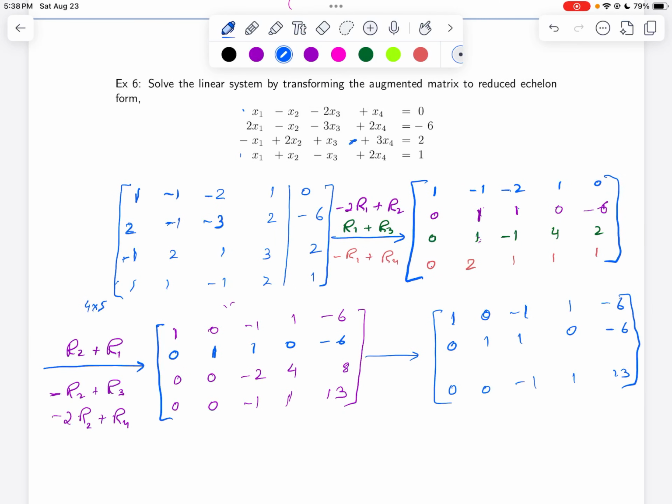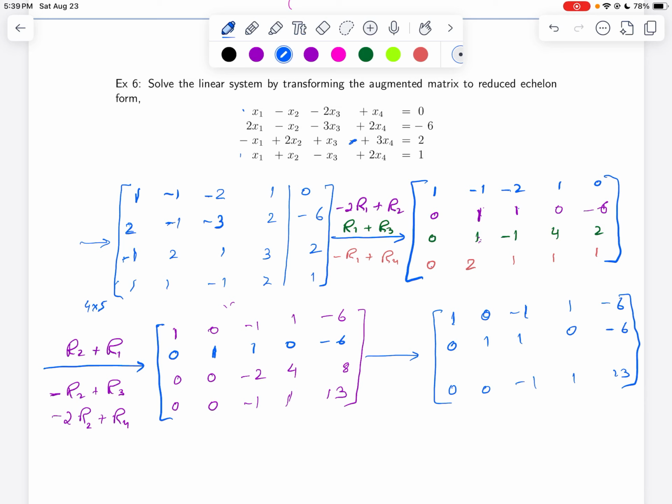Hello everyone. So there's one more example that I wanted to show you. This is asking us to solve the linear system by transforming the augmented matrix to reduced echelon form. So the augmented matrix I wrote here as we start with that, but let's look at something here before we dig into the process. This is a 4 by 5 matrix because it has 4 rows and 5 columns.